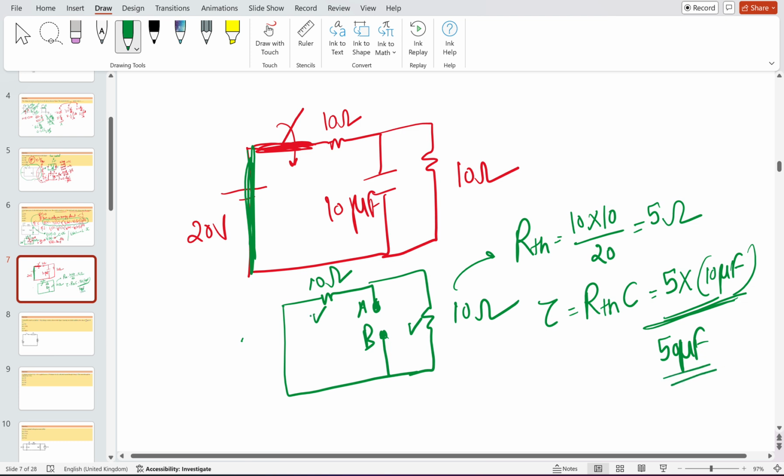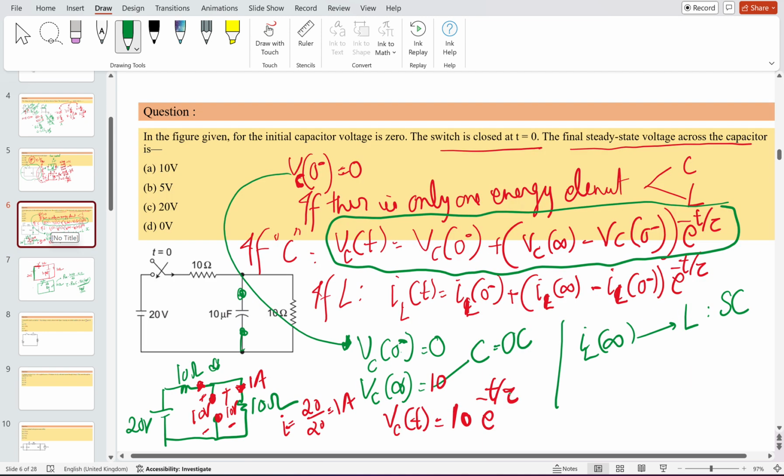You should see whether it is in parallel or in series. If you see from the A and B port, 10 ohm and 10 ohm are in parallel. That's why the equivalent R will come out to be 5. So you can put the value of tau here, that is equal to 50 microfarad, and then you will get all the equations of VC(t). You can find any problem like this.